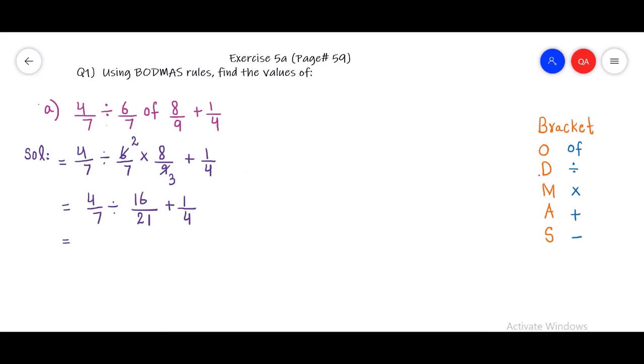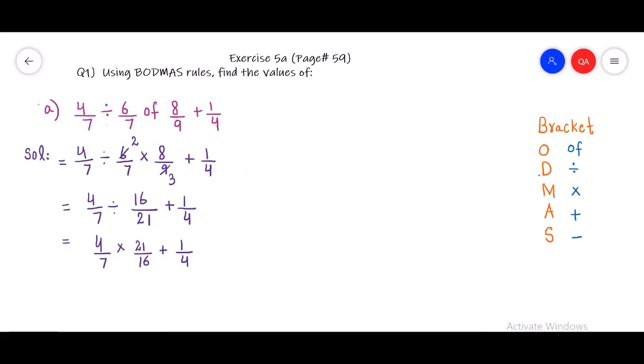After that we will perform division, because in the BODMAS rule division comes first. So now we will change this division sign into multiplication. So our second fraction will be flipped. It will be 21 by 16 plus 1 by 4.